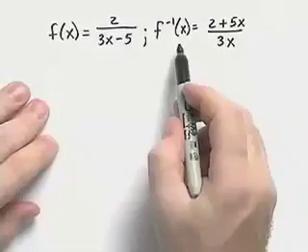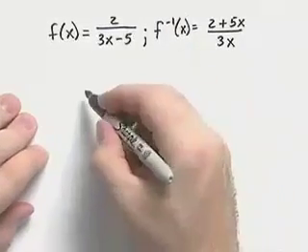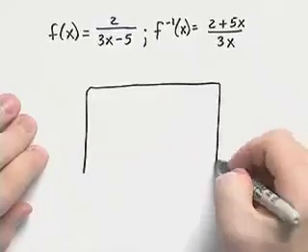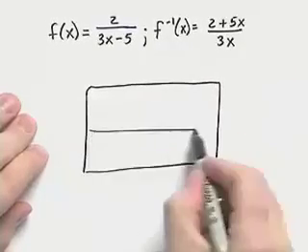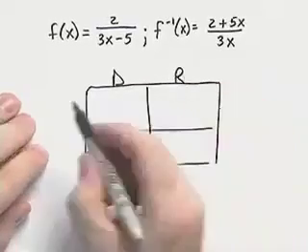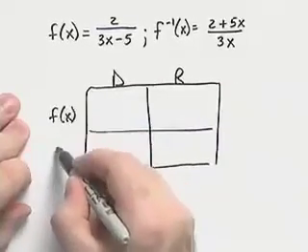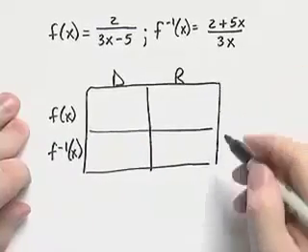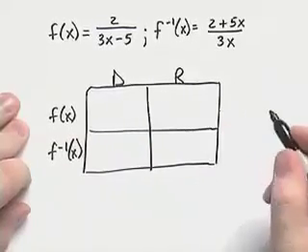Next, we're going to find the domain and range for the function and the inverse. Here we have our function and our inverse function written down. We're going to create a table where we can summarize our information. So we're going to have the domain and the range, and we're going to look for f of x and f inverse of x. Finding the domain is often easy. The range can be difficult.